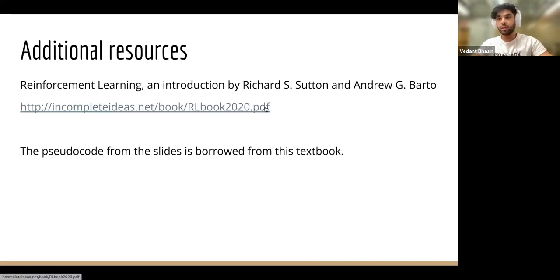So this is a really nice textbook that I found, which I used a lot to learn more about the field. And a lot of the pseudocode on the slides is borrowed from this textbook. So if you want to learn more or just study something more in depth, I would highly recommend this textbook.